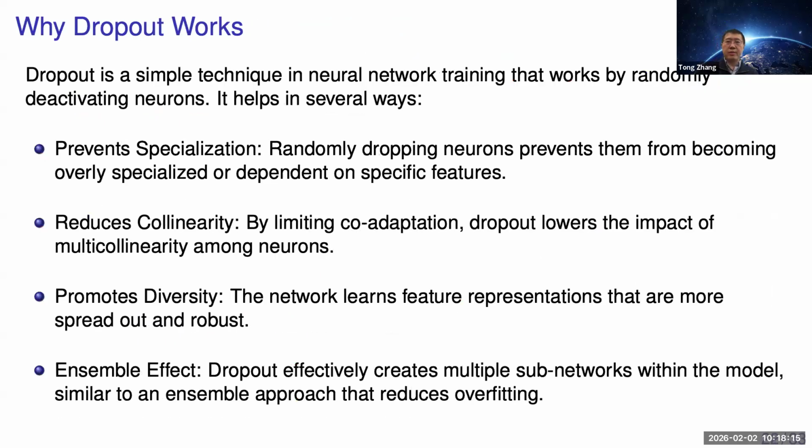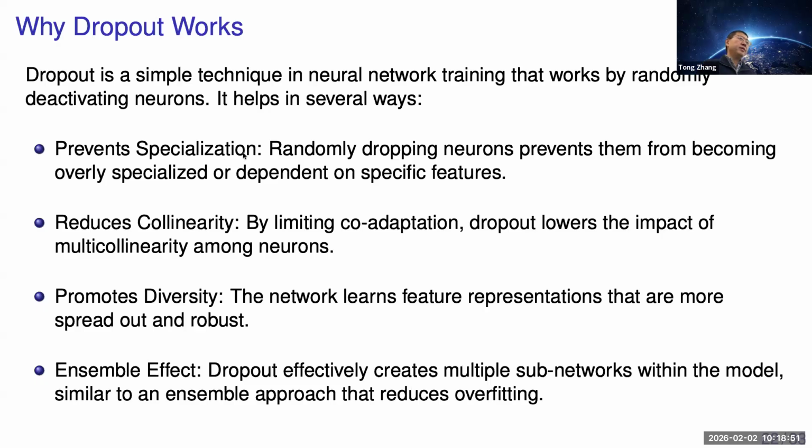So why does it work, according to the original paper? It's a simple technique: train the neural net by randomly deactivating neurons. By the way, there is some mathematical derivation one can work with to show an equivalence of this with regularization, L2 regularization, in certain cases. We will not go through that, but we are just repeating the original paper's motivation.